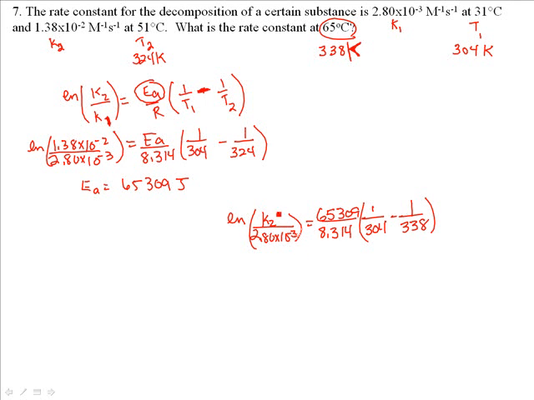Alright, so when I solve this equation for K2, I get K2 is equal to 0.03767. Alright, now does this answer make sense? At 31 it's 2.8 times 10 to the negative 3, at 51 it's 1.38 times 10 to the negative 2, and at 65 it would be 3.78 times 10 to the negative 2. So it should be increasing as the temperature increases, and it looks like it's doing that.